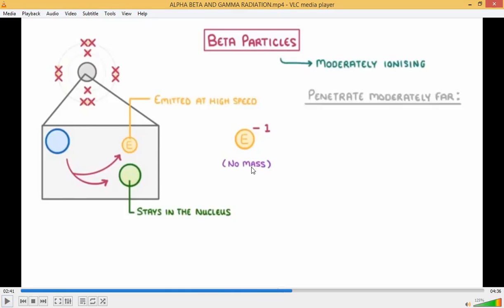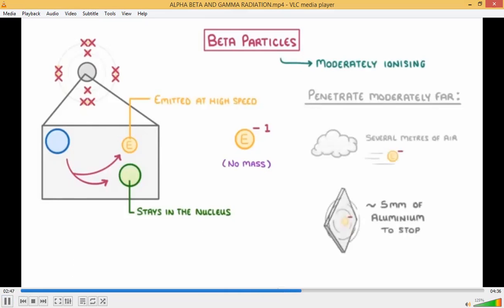So they are moderately ionizing. Okay, they can be absorbed or stopped by aluminium. Okay, those are the things we need. Now let's move.